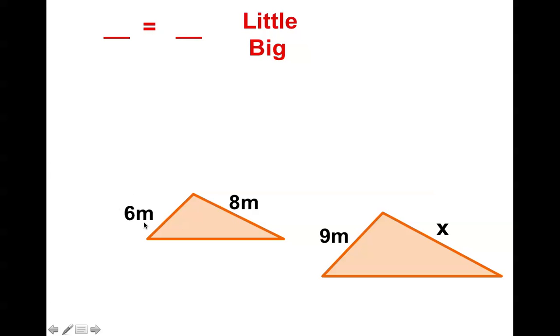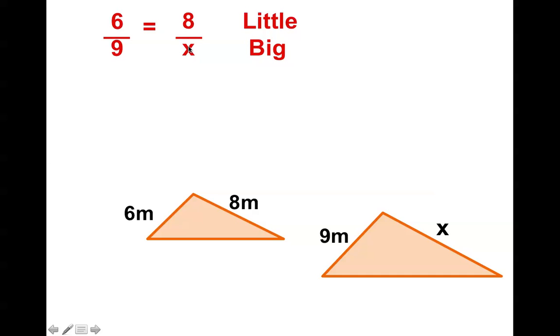Which number will correspond with the 6? That's right, the 9. Which side will correspond with the 8? That's right, the x. So when I set up my proportion, I've got it set up like this. Notice my little triangle numbers. The 6 corresponds with the 9 and the 8 corresponds with the x.